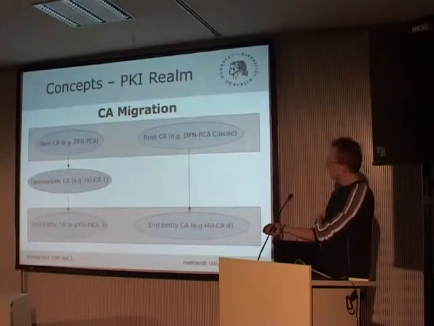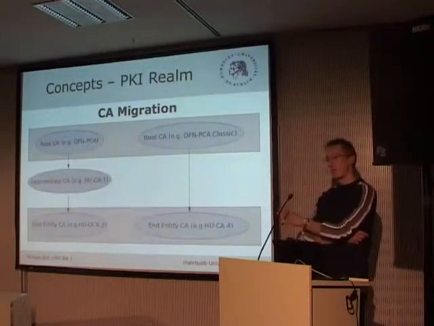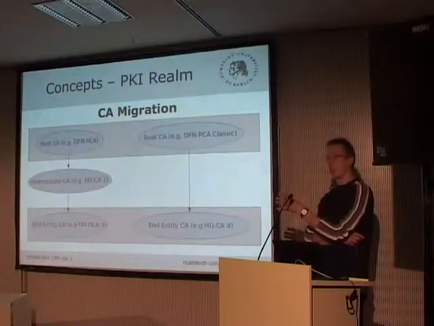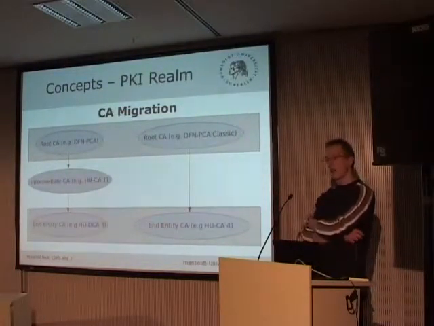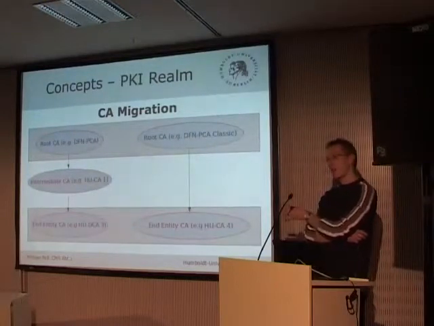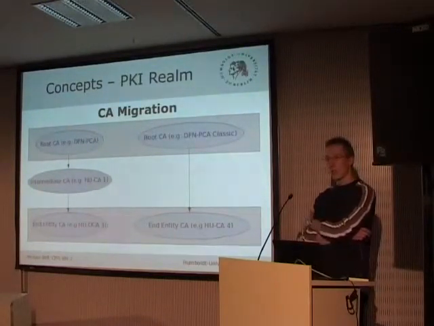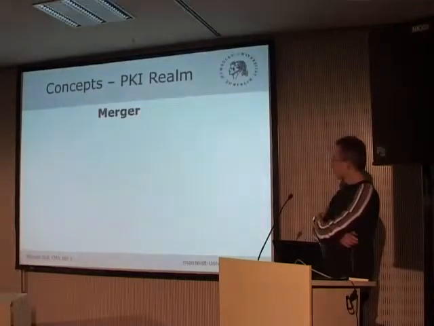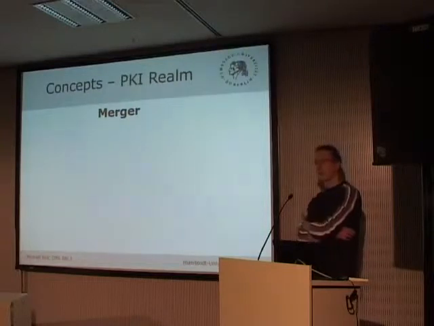But the interesting thing is that we have two end entity CAs, and they are completely independent. This means we lose a lot of information. So we know things about certificates, we know things about certificate requests, which users make these requests, and here below, after migration, we start again in common systems. Another very useful example is mergers.